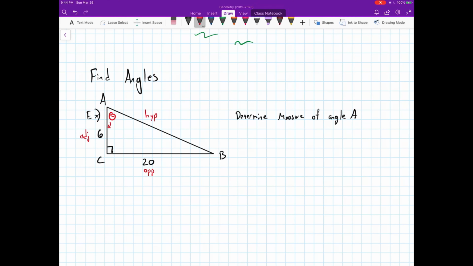So I'm going to say, what did they give me? What is given? Well, in this case, they gave me opposite and adjacent. So I look at my SOHCAHTOA, and I ask myself, which one uses opposite and adjacent? And that's tan. I know that tangent of theta is equal to opposite over adjacent.